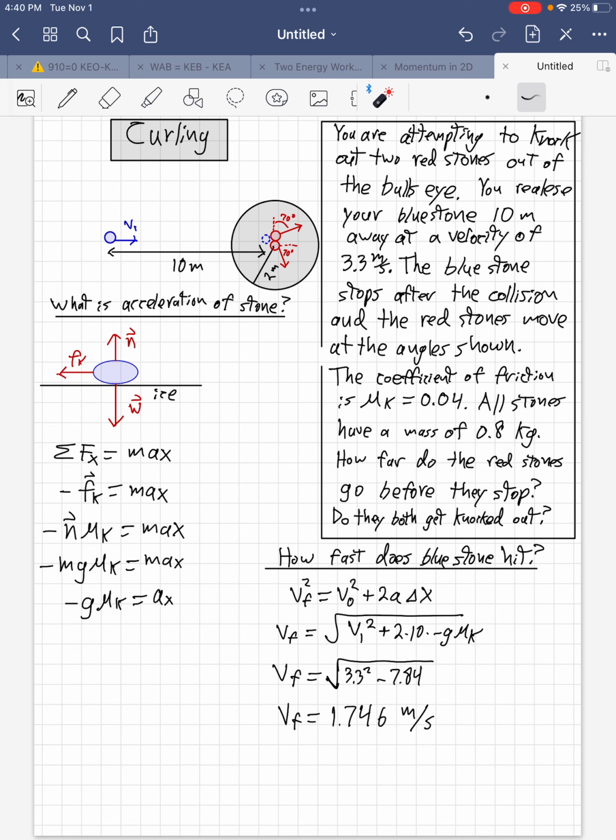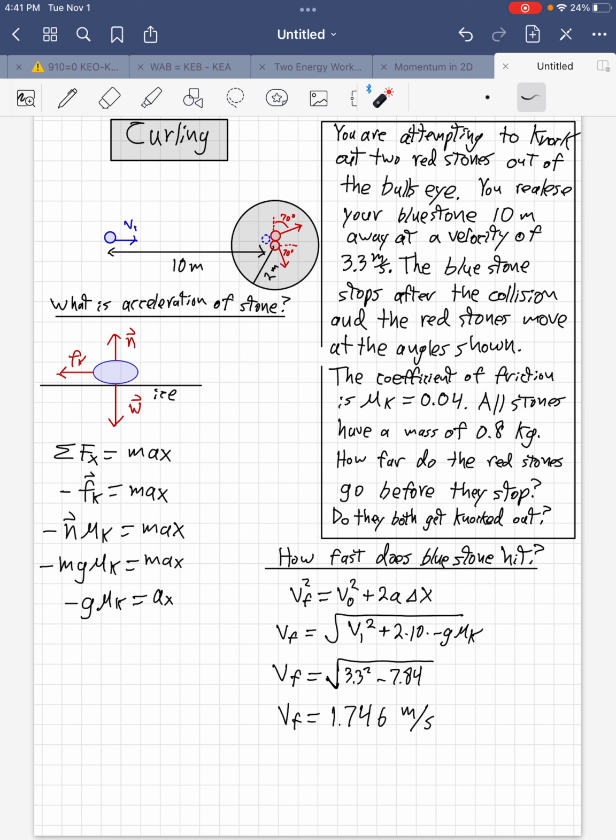Curling's a nice sport where you throw stones along the ice and you land in the middle, kind of like shuffleboard. You try and land your stones in the middle and knock the other player's stones out when you can. So we're going to be blue, and we're trying to knock the red stones out. When we're 10 meters out, we release the stone at a velocity of 3.3 meters per second. It slides along the ice, and the ice has a coefficient of friction of 0.04, so pretty slow. But we know our stone is going to be slowing down as it gets closer. And then it hits the red stones.